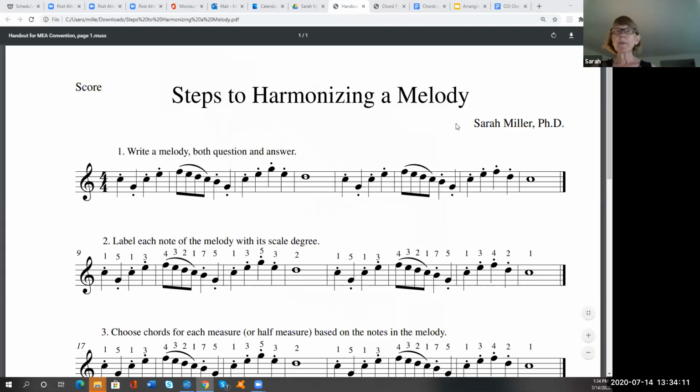Do you see steps to harmonizing a melody? Good, good, okay. So first thing you have to do, you have to write your melody, if you're going to start with the melody and then assign chords. Some people start with chords, as Josiah often does. So you write a melody. This is a melody that is a question phrase. It ends on the second note of the C scale, and then an answer that ends on the final note. It's just a cute little cheery tune.